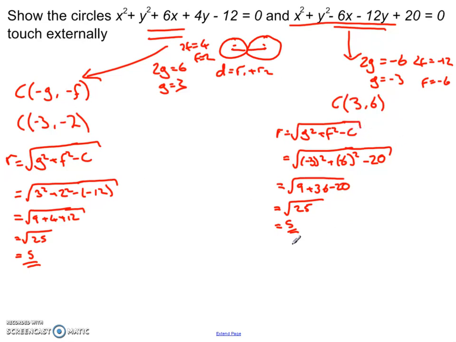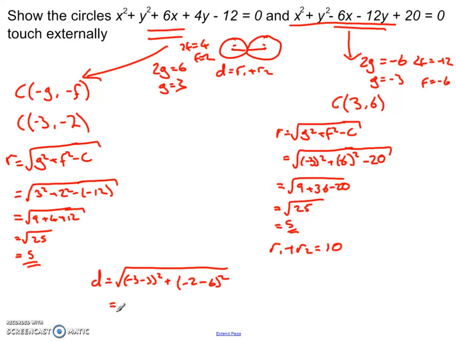Now looking at this, I know I'm going to have to add the two radii together. So what I then say is R1 plus R2 equals 5 plus 5, which is 10. So now I want to calculate the distance between the two centre points, and if I get 10 as well, I've satisfied the condition and know exactly what I'm after. I know to get my distance, I do the square root of x1 minus x2 squared plus y1 minus y2 squared. So in this case, x1 minus x2 is negative 3 take away 3 squared plus y1 minus y2, negative 2 take away 6 squared.